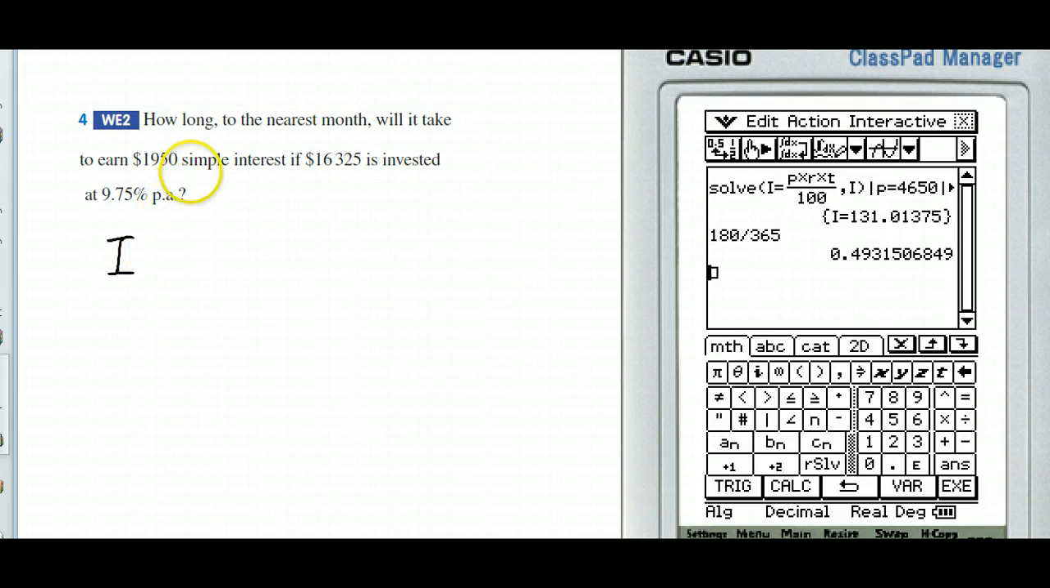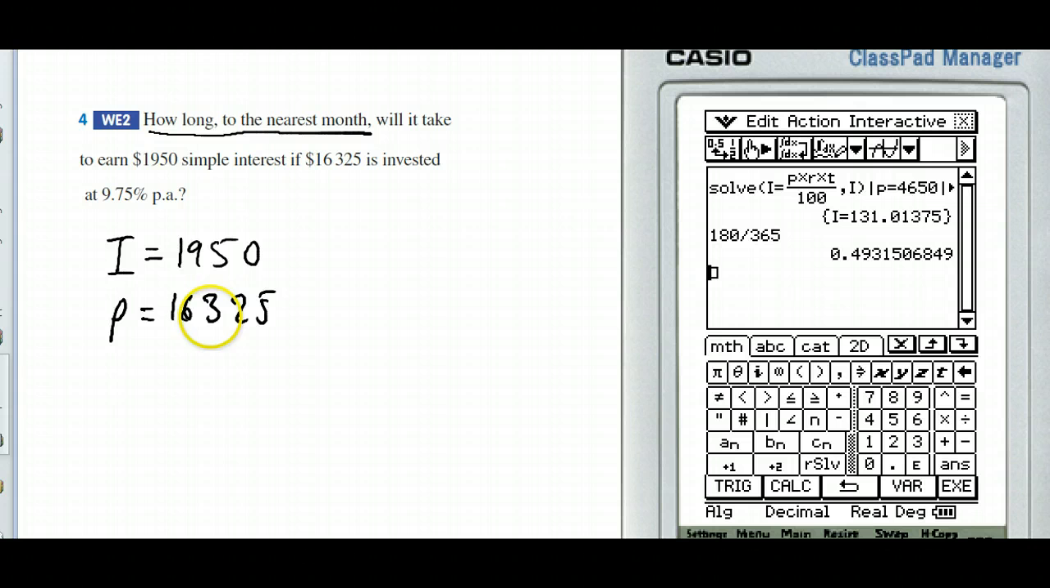Okay, in this question we've got to, well, let's read the question. How long to the nearest month will it take to earn $1,950 simple interest if $16,325 is invested at 9.75% per annum? So notice this question is asking us how long to the nearest month will it take. So we're not being asked to find I in this case. In fact, we've been told that I is 1950, and we've been told that P is 16,325 and that R is 9.75. What we don't know is T, the amount of time. And notice they've asked us to give that in months.